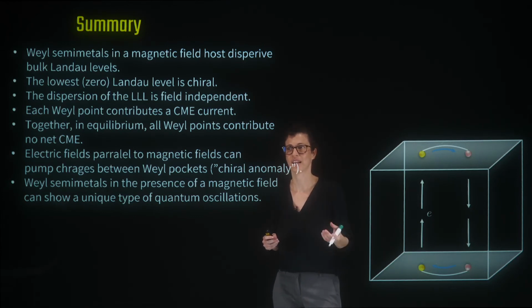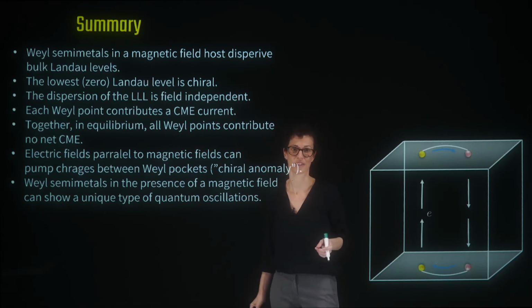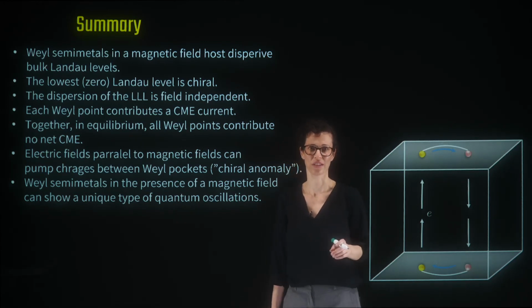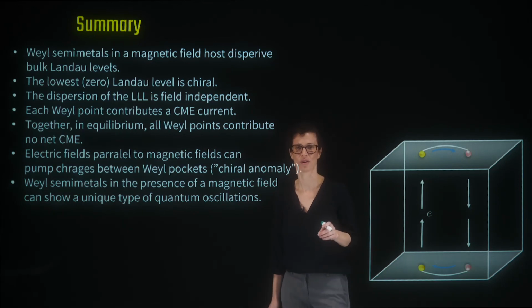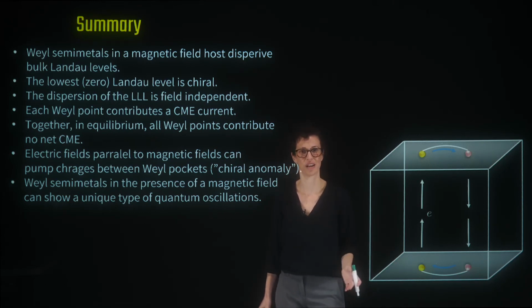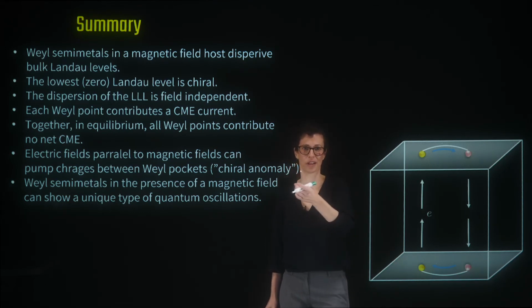But if you switch on an electric field and you take the system out of equilibrium by pumping charges between the Weyl pockets, you can observe this finite current, and this is called the chiral anomaly. And finally, we also mentioned that Weyl semimetals in the presence of a magnetic field can show a unique type of quantum oscillations called bulk boundary quantum oscillations. And these require motion both along the chiral levels in the bulk and a spectral flow along the Fermi arcs.